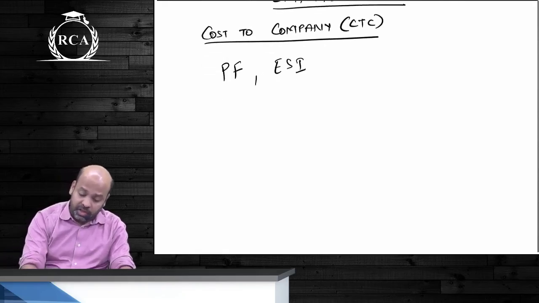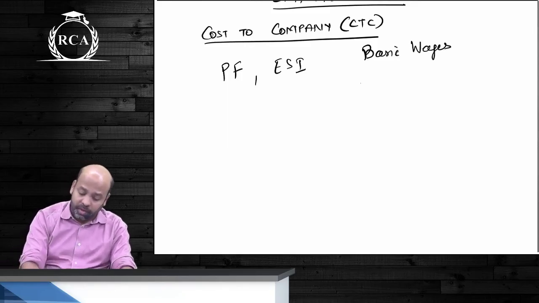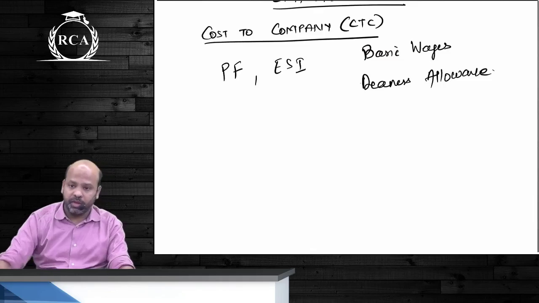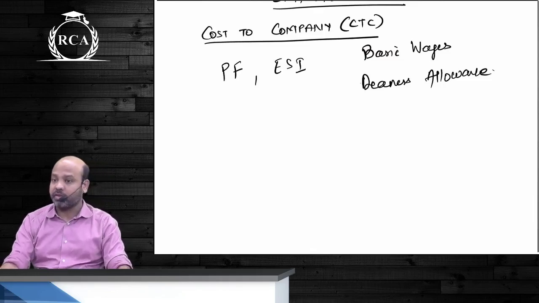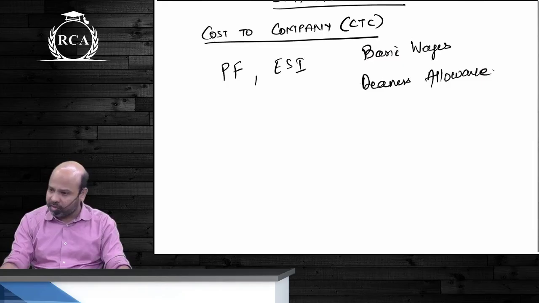So they structure the wage agreement, guys, in multiple ways. There's something called basic wages. There will be something called dearness allowance. Dearness allowance is basically a compensation for the increased cost of living. As inflation increases, the DA component will keep increasing. So that is dearness allowance.